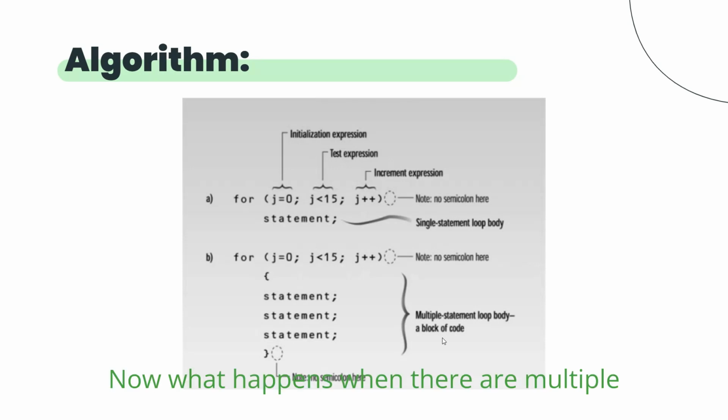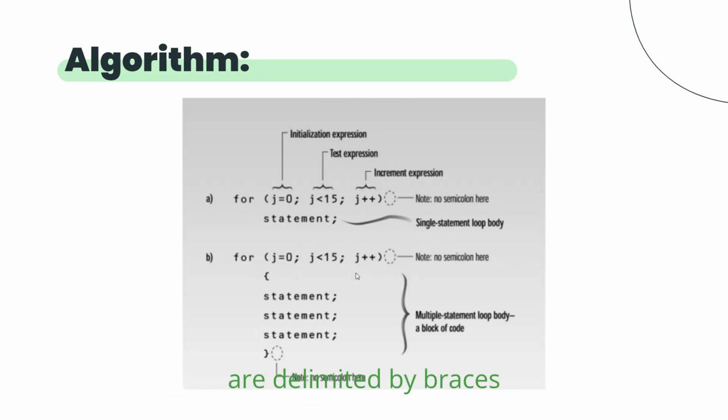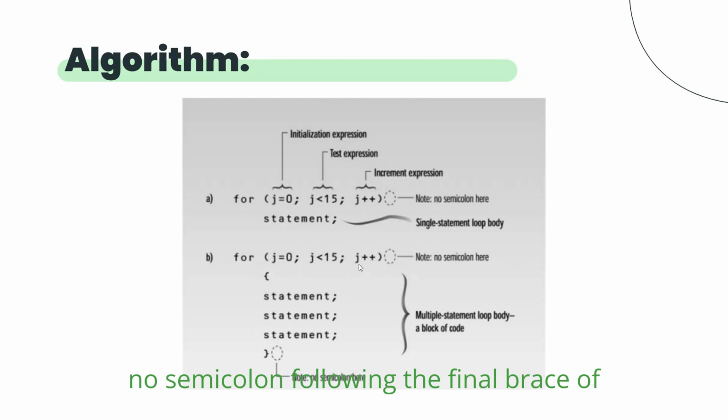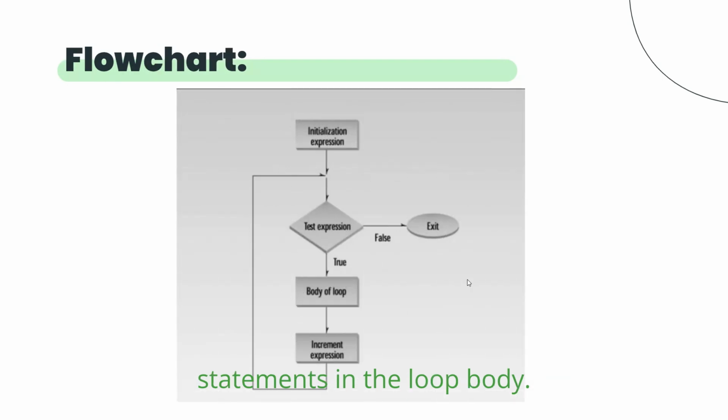Now what happens when there are multiple statements in the loop body? Of course you want to execute more than one statement in the loop body. Multiple statements are delimited by braces, just as functions are. Note that there is no semicolon following the final brace of the loop body, although there are semicolons following the individual statements in the loop body.